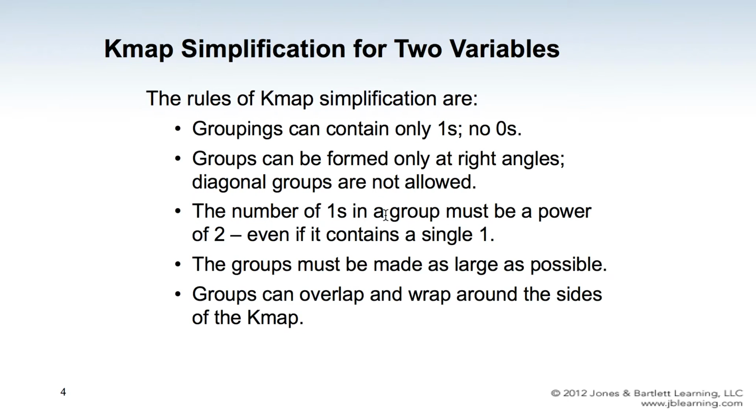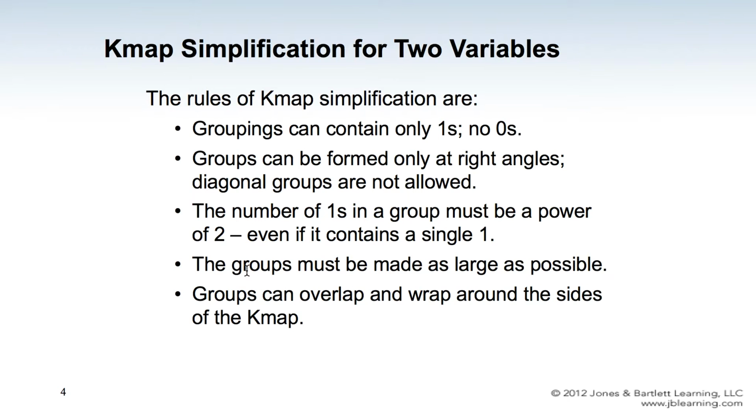The number of 1s in a group must be a power of 2. Even a single value, that's a 1. So 2 power 0 equals 1, 2 power 1 equals 2, 2 power 2 equals 4, and so on. So the number of 1s in a group is going to be 1, 2, 4, 8, and so on.